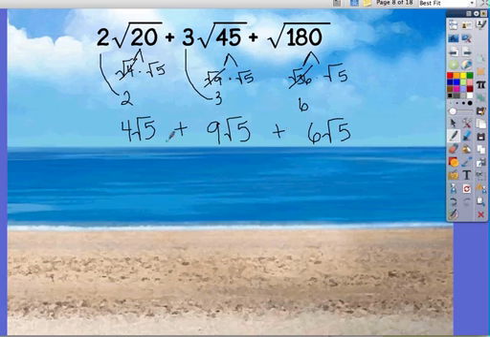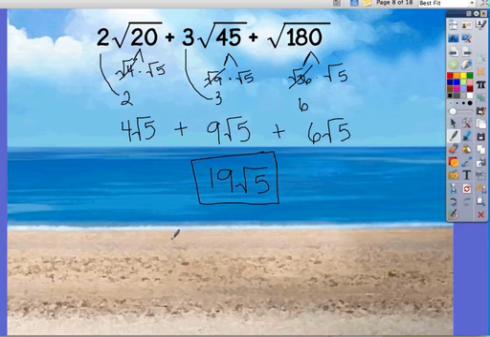So now, notice that I have turned each one of these radicals into radicals which are like terms. They each have an index of 2 and a radicand of 5. So then I can just add my outside numbers. 6 plus 4 is 10, plus 9 is 19, and I keep my radicand the same. Okay, so altogether I have 19 square roots of 5.